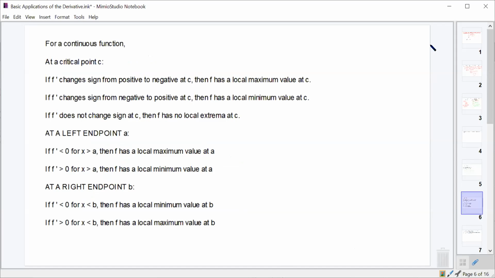All right, so we talk about local maxima and minima. There's a lot of words here, but you guys know that if the derivative goes from positive to negative, right? If f prime goes from positive to f prime being negative, that means the function goes from increasing to decreasing. We get a local max. And vice versa, if it goes from decreasing to increasing, then we're going to have a local minimum.